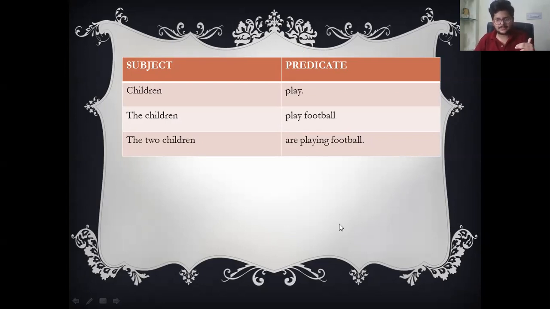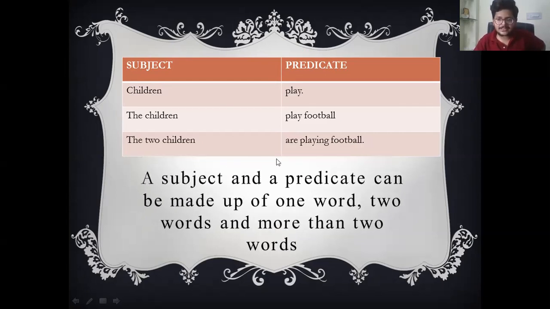In the second example, you can see the children play football. Here you are seeing that we have two words as the subject and two words as the predicate. In the third example, you can see the two children as the subject and are playing football as the predicate. So this sentence is having three subjects and three predicates. Therefore, a subject and a predicate can be made up of one word, two words, or more than two words.